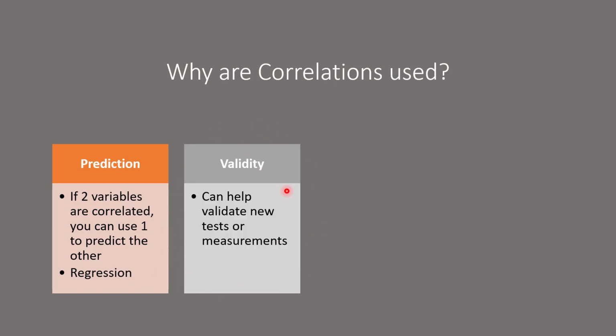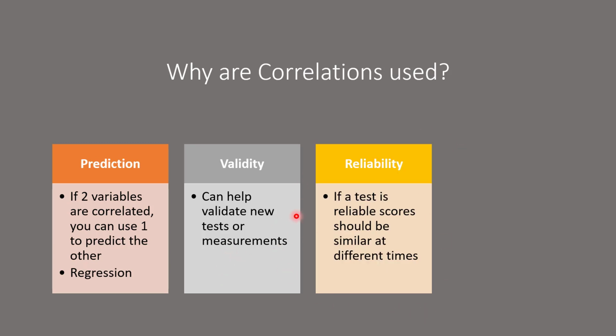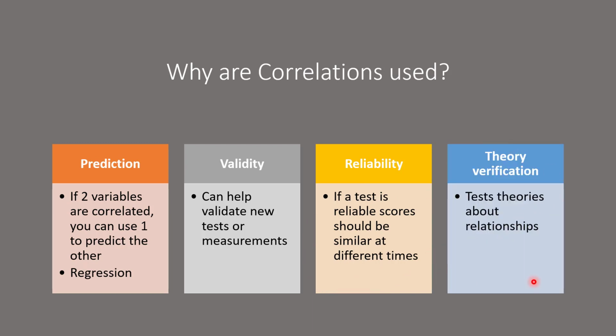Validity, we've already seen this, right? We've seen how correlations can help test the validity of a new test or tests that are being used for a construct. So it can help validate new tests or measurements. We've also talked a little bit about how correlations can be used to see if a test is reliable. And then just looking at theories and theory verification. So we've already seen why correlations are used. Again, we'll come back at the end of the semester and dive into this in more detail, and talk about the statistics involved with the correlation.